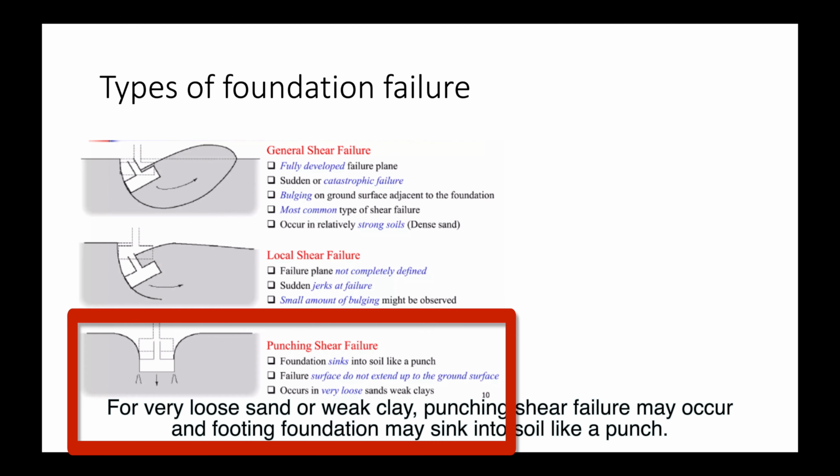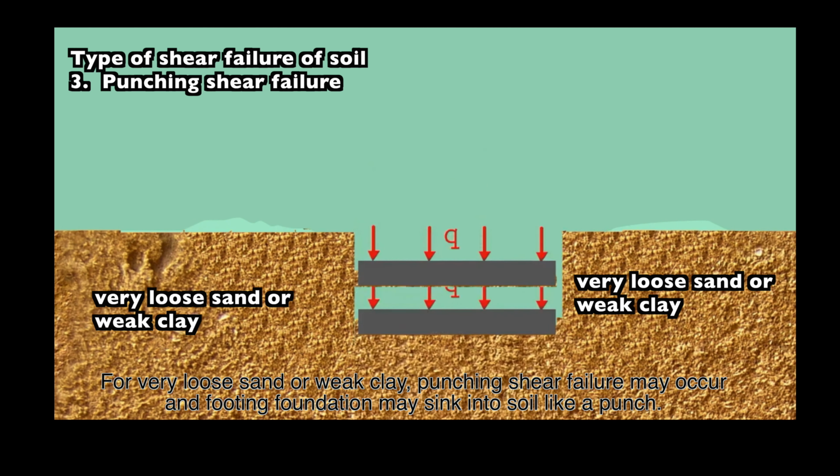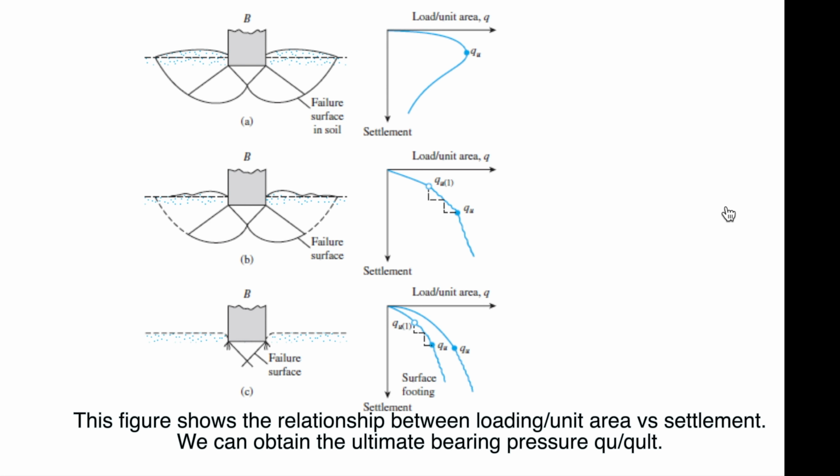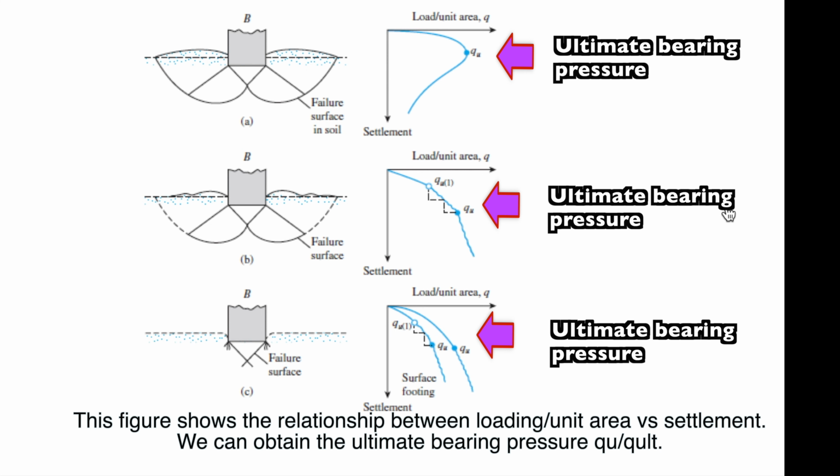For very loose sand or weak clay, punching shear failure may occur, and the footing foundation may sink into the soil like a punch. This figure shows the relationship between loading per unit area versus settlement. We can obtain the ultimate bearing pressure, q ult.